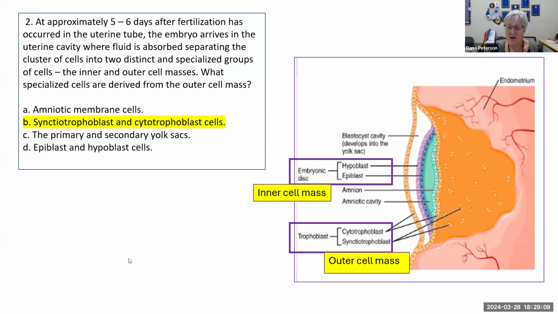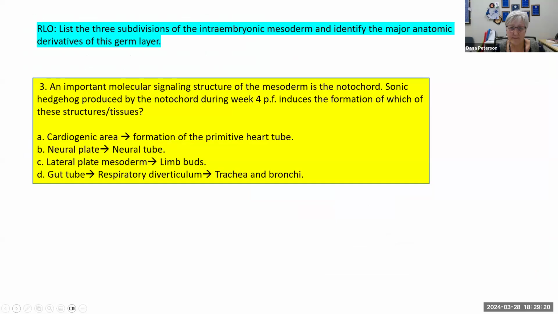So a lot of information. I know this is difficult material, but it seems like you all are processing this pretty well. So I'll move on to the next slide and the next question.